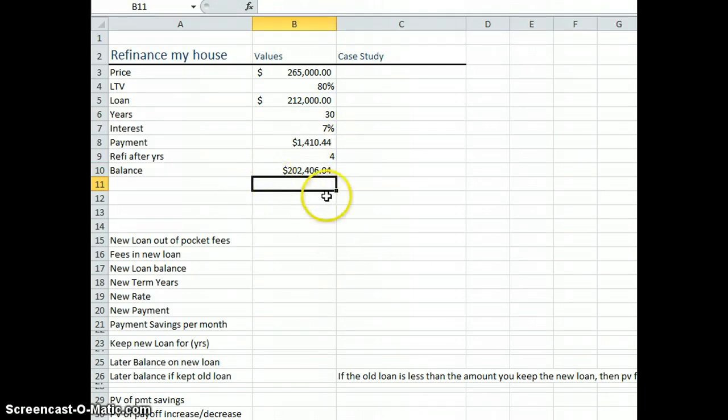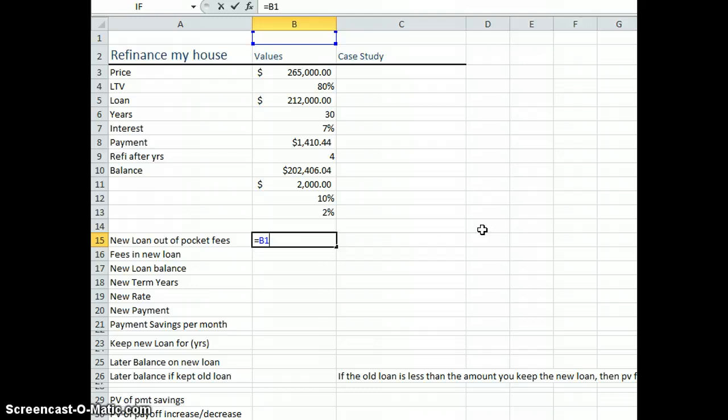And then some other stipulations were the 2,000, and then our 10%, and then our origination fee 2%. So now we just want to figure out what our new loan out-of-pocket fee is. And for that, we're just going to take our origination fee cost. Oops. Oh, I did that right. So yes, 11.